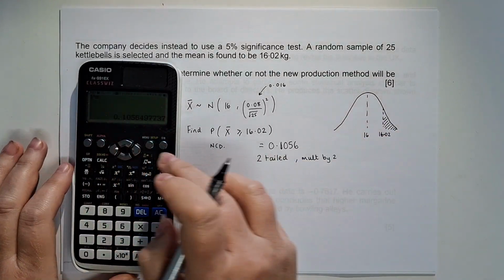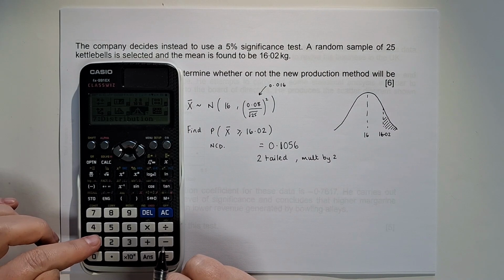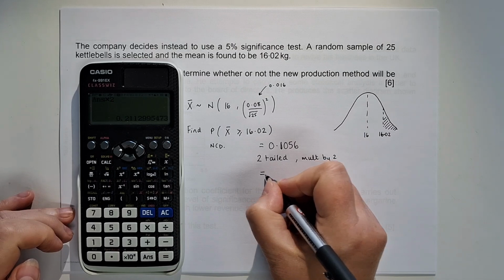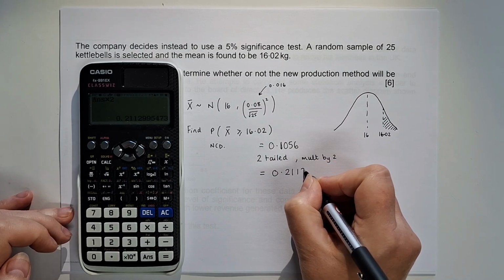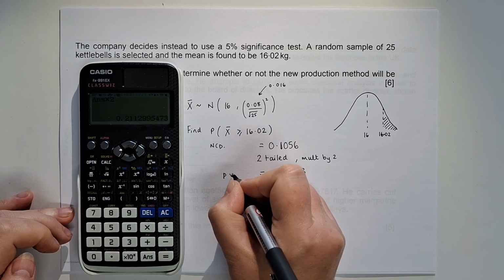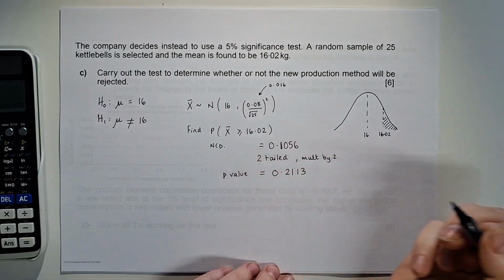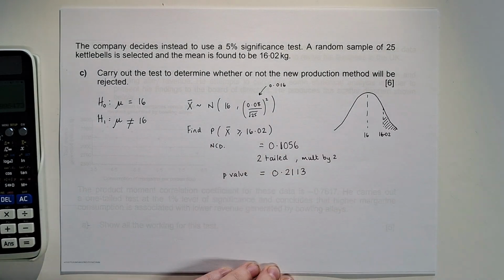If I go back into menu 1, I can just say answer times 2 and it will tell me 0.2113 roughly. So that's our p-value. That's the probability of our event happening whilst H0 is still true.